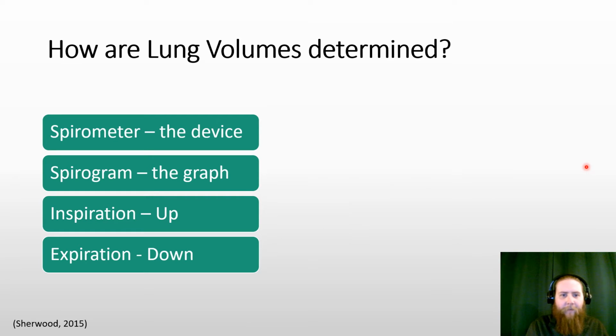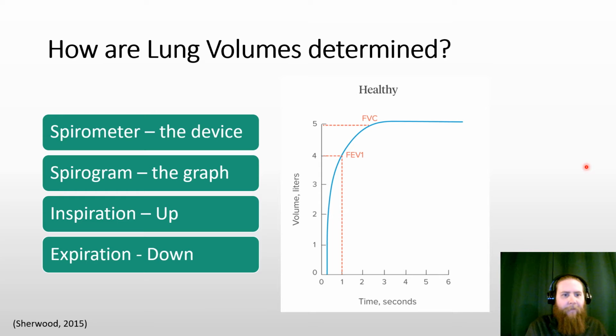So the graph, the spirogram, can look a little bit different. We're going to look at tidal volumes coming up next, but this is one where we have a big inspiration, and then they're holding it at the top. When we look at tidal volumes on the next one, we're going to have both ups and downs. Inspirations are going to be ups, and expirations are going to be downs.